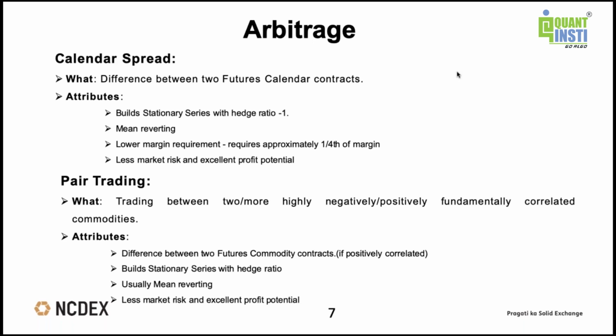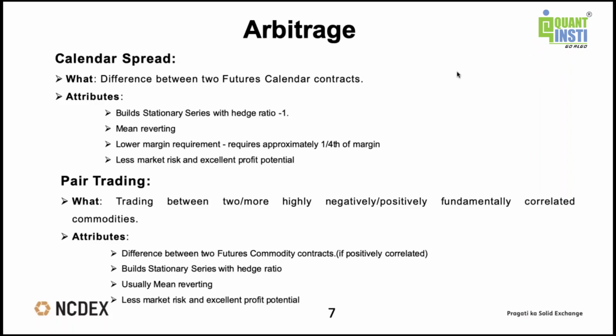In pair trading, we need to make sure that the two commodities we are choosing have to be highly correlated. And we also need to check that co-integration exists between the two commodities. For co-integration, we generally apply the ADF (Augmented Dickey-Fuller) test. That is very much recommended before we start pair trading between the two commodities.